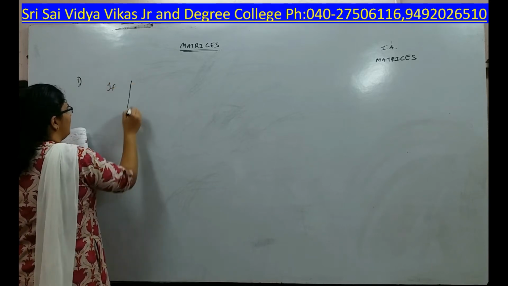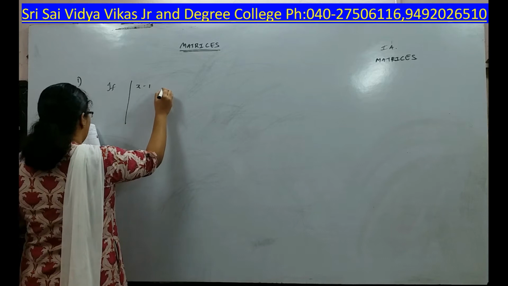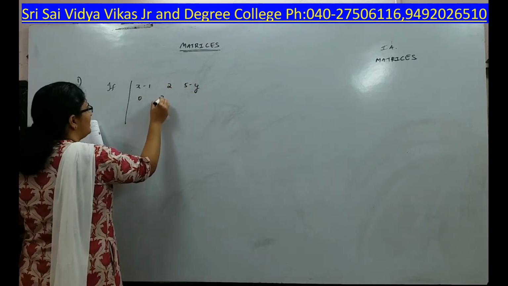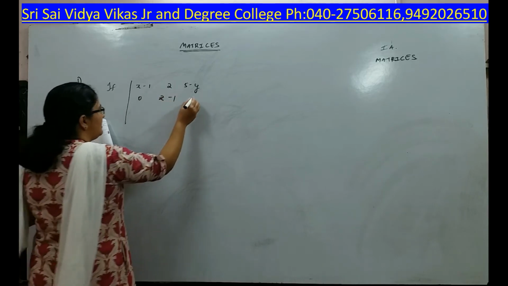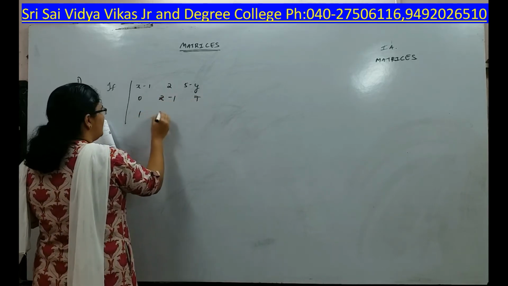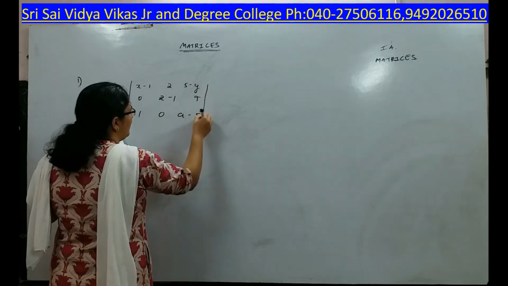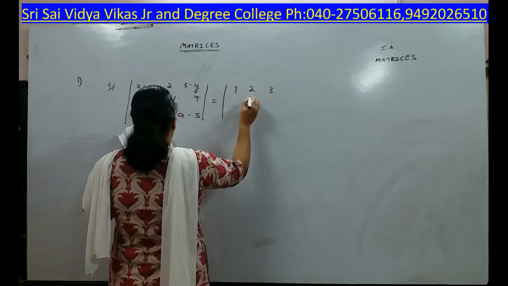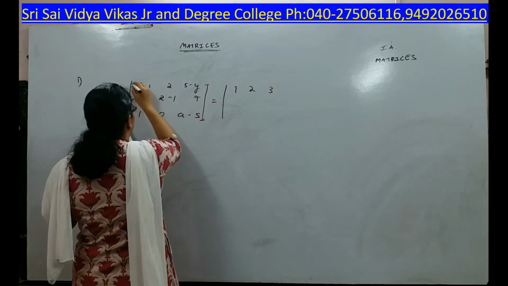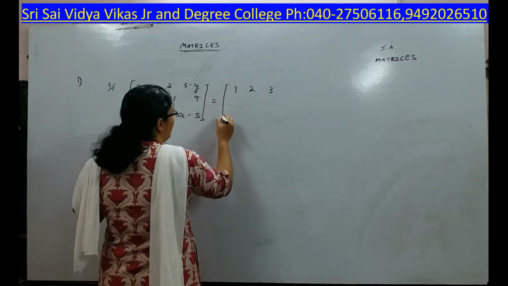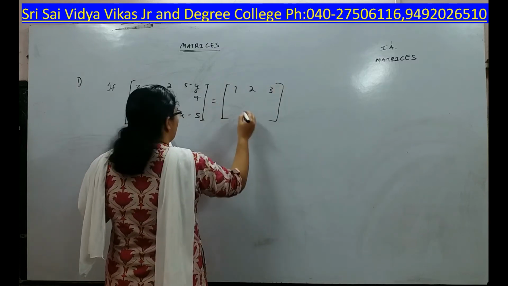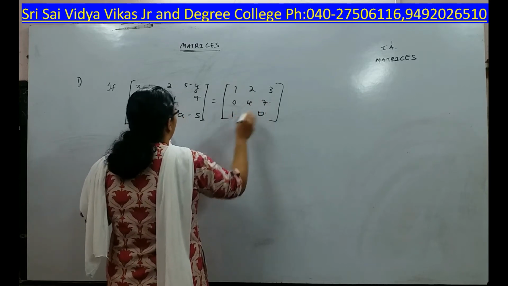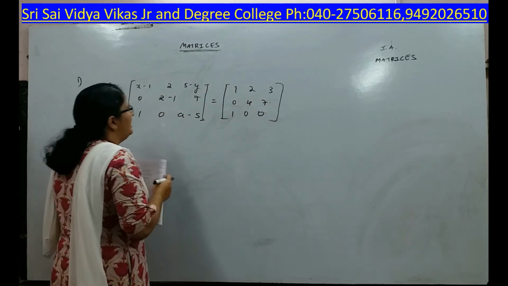If the matrix with rows x minus 1, 2, 5 minus y; 0, z minus 1, 7; 1, 0, a minus 5 is equal to the matrix with rows 1, 2, 3; 0, 4, 7; 1, 0, 0. Find x, y, z and a.